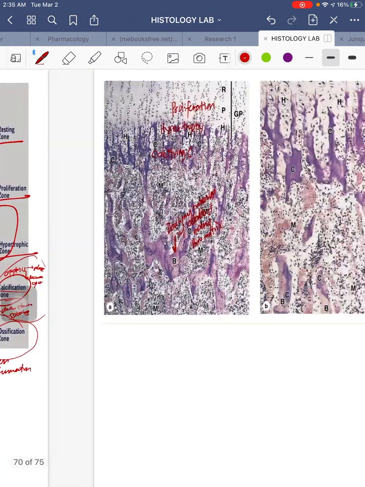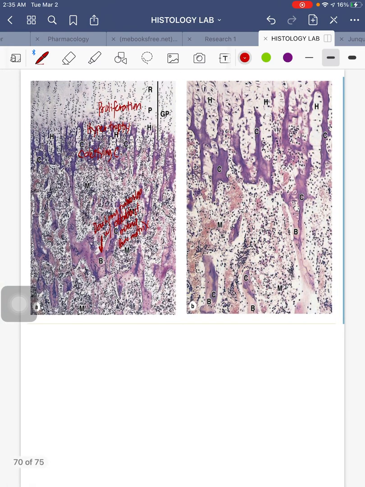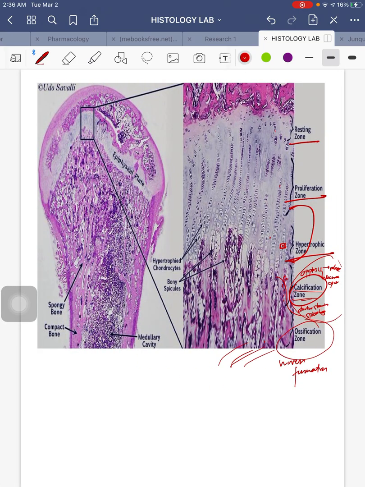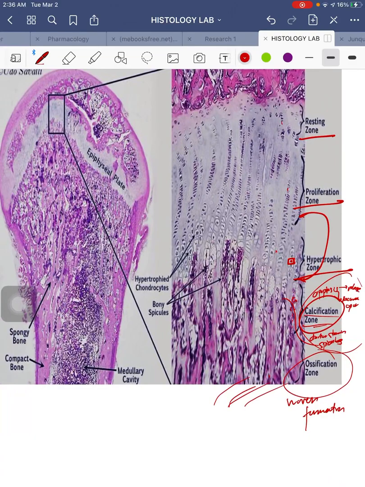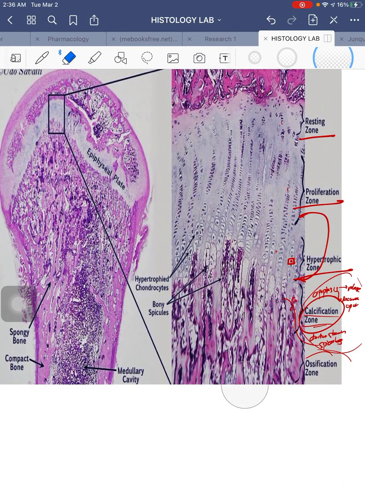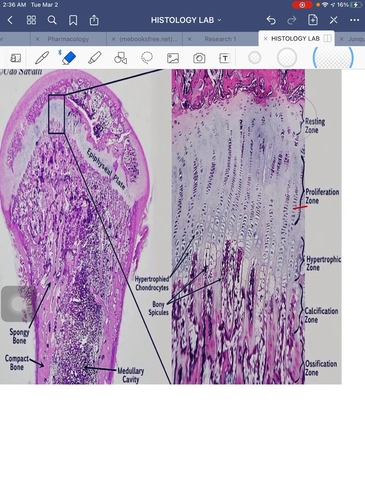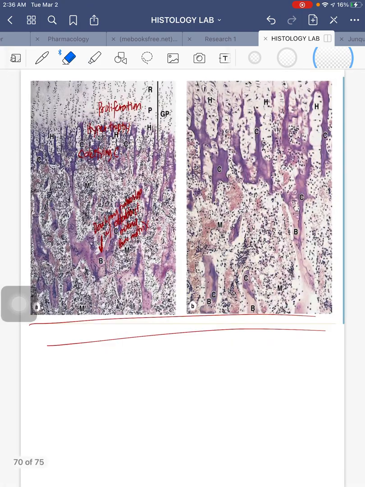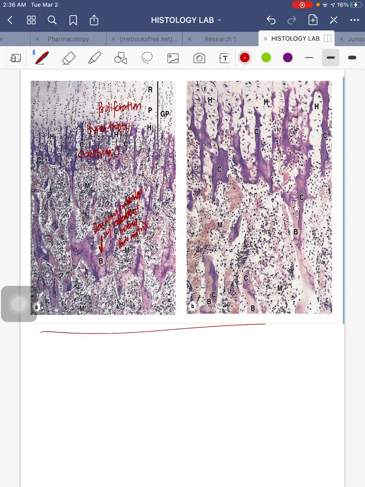Alright, so this is a picture in your Junqueira's. I think this picture is better though. Okay, you can really appreciate all the parts. Erase it so you can see it clearer. Okay, this is Junqueira's again, and I won't repeat it because what I said previously will still apply here.